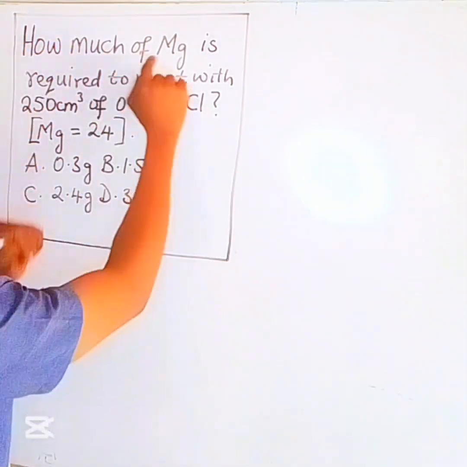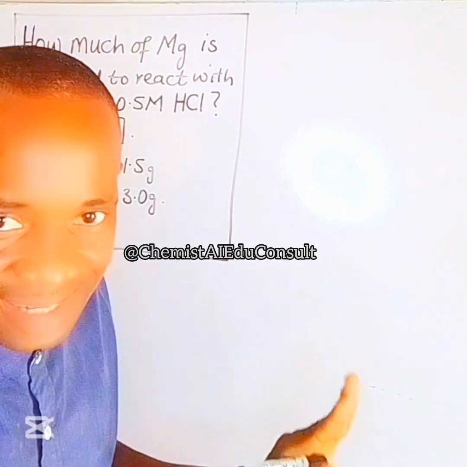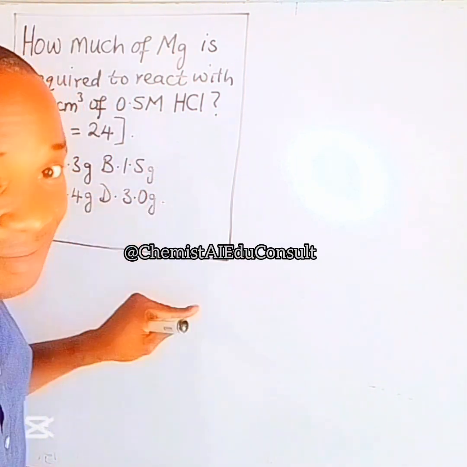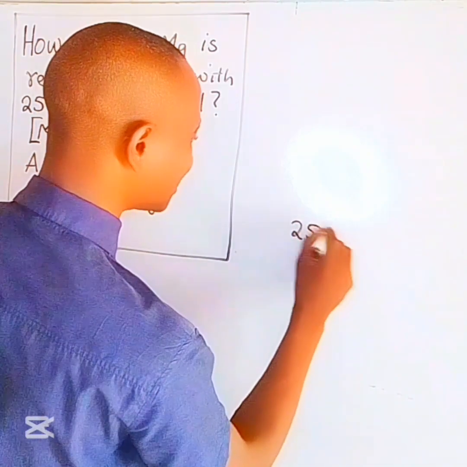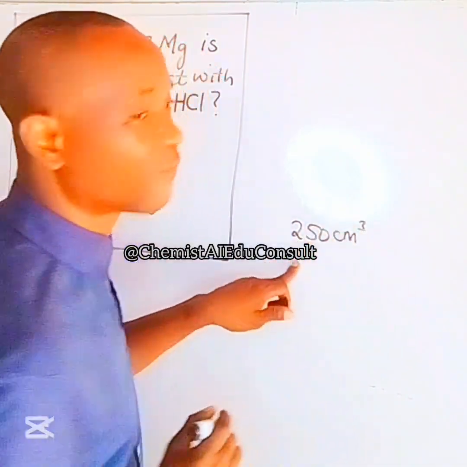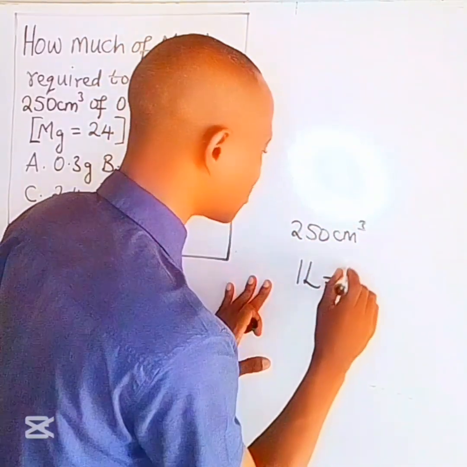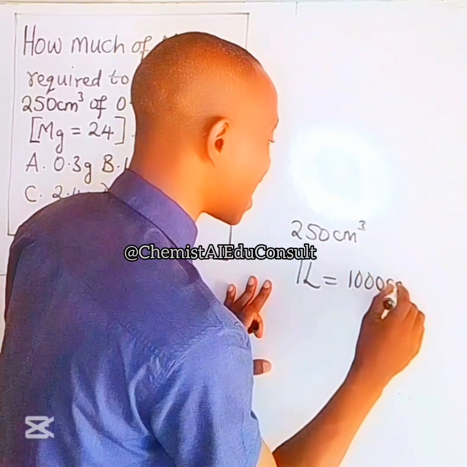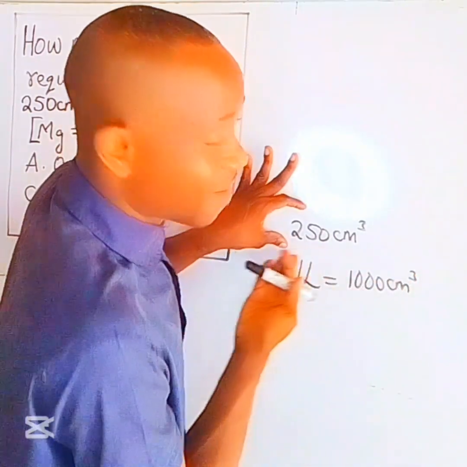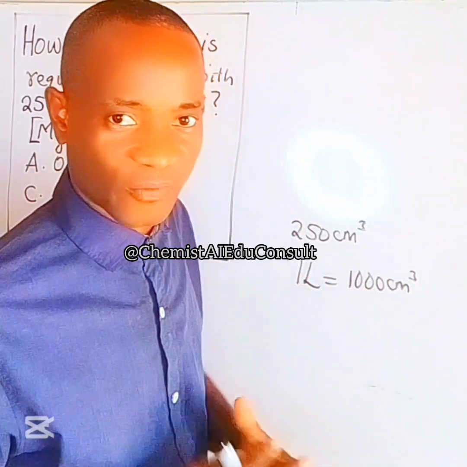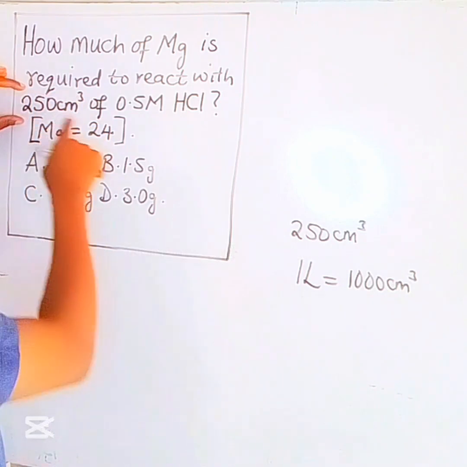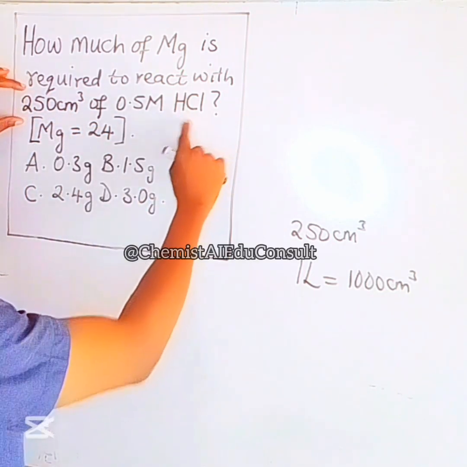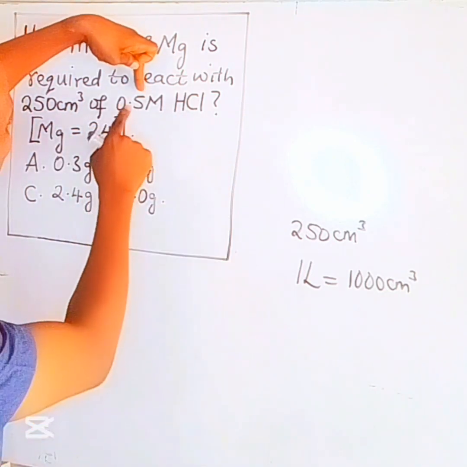So the how much of magnesium they mean is the reacting mass of magnesium, since the answers are in grams. 250 cm cube is a volume. 1 liter means 1000 cm cube. 250 cm cube is quarter of a liter. Quarter liter of hydrochloric acid that has a concentration 0.5 molar.